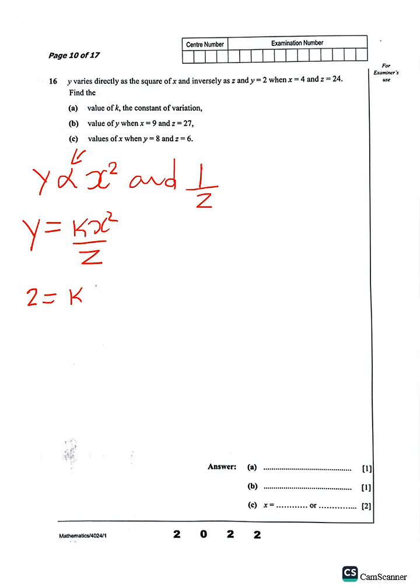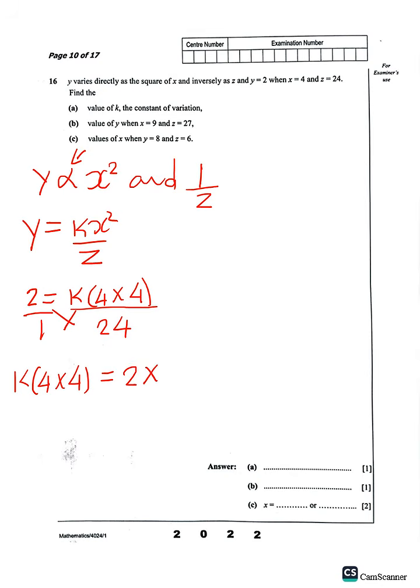Then k is what we are solving for. For x it is 4, so 4 squared. I'll just leave it as 4 times 4. Then for z it is 24 over 1. We cross multiply. So we have k. I am not going to multiply 4 times 4 to give 16, I'll just leave it like that. So this will be 4 times 4, then 2 times 24.